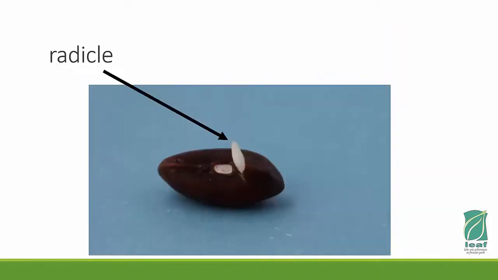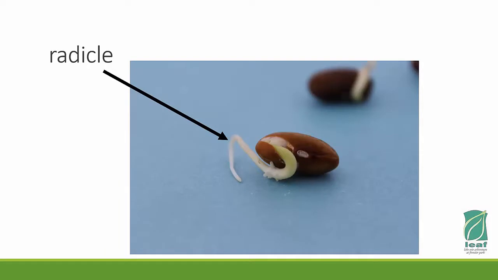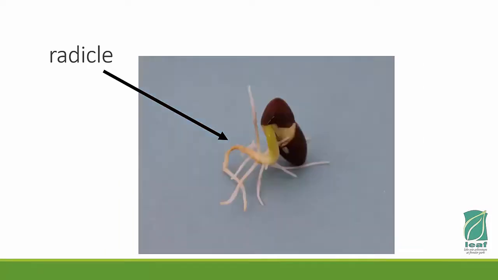The tiny root, called the radicle, is the first part of the baby plant to break through the seed coat. The radicle will grow downward to anchor the plant into the soil. The radicle will take up water and minerals from the soil so that the plant can grow.